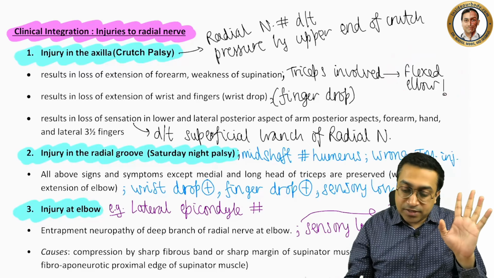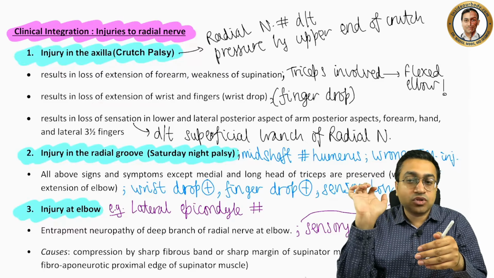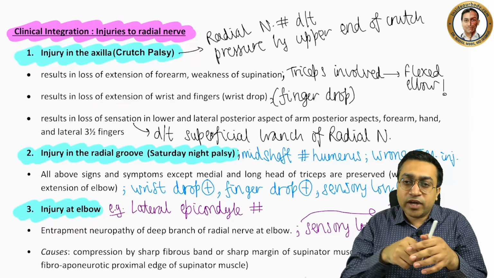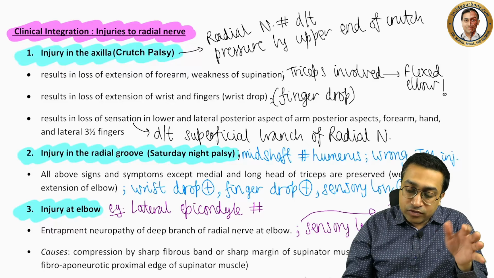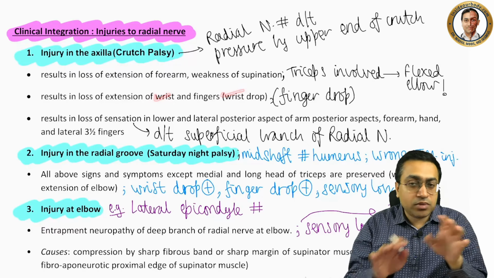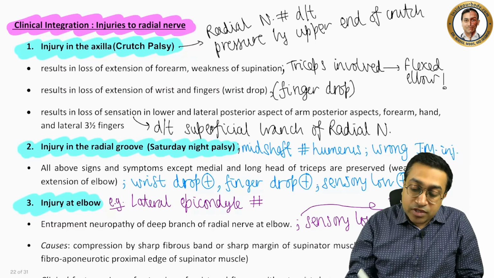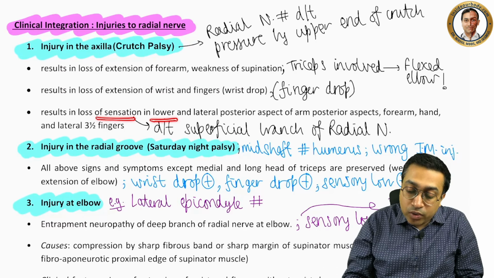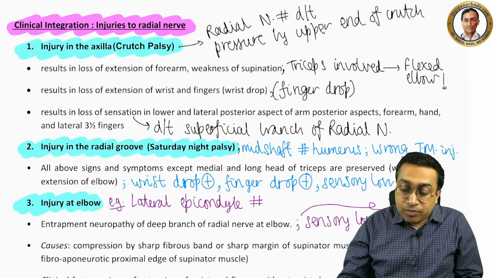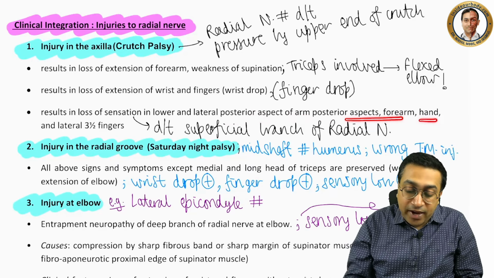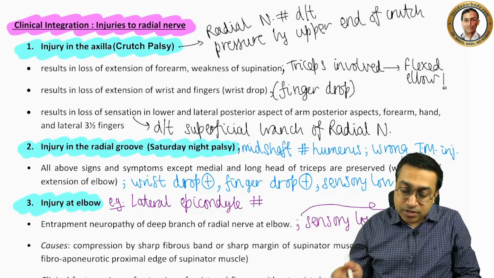Number 1, easiest. Number 2, loss of extension of wrist and fingers. So there is finger drop and there is wrist drop. All of these features will be very easy to remember, no brainer. Then we have something which we have discussed, loss of sensation in the lower lateral posterior aspect of the arm, posterior aspect of the forearm, hand, and lateral 3.5 fingers, except the nail beds which we have discussed.